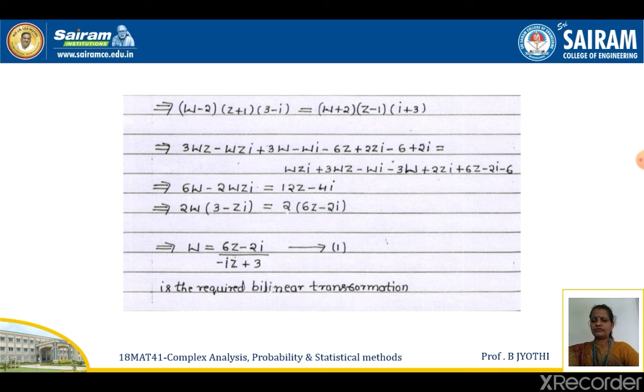Here also we can multiply its conjugate and then get the denominator free from i, otherwise you can keep the result as it is. So this is the required bilinear transformation.